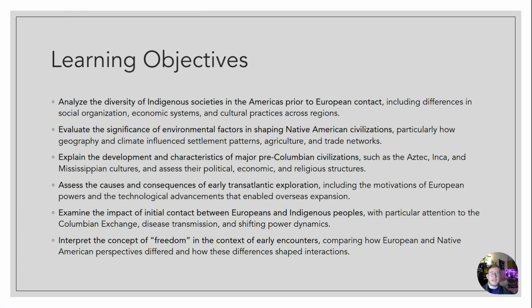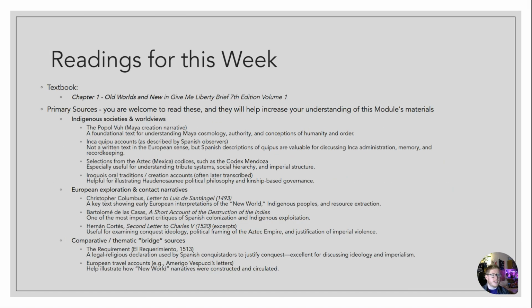We're also going to evaluate the significance of environmental factors, explain the development and characteristics of pre-Columbian civilizations, assess the causes and consequences of early transatlantic exploration, and examine the initial contact between Europeans and indigenous people. Primarily, this chapter looks at the Spanish, the French, and the Dutch. And we're also going to interpret the concept of freedom in the context of early encounters between those European empires and Native Americans.